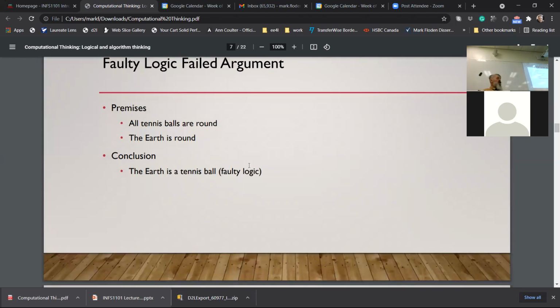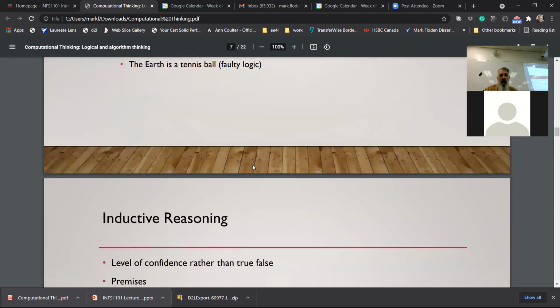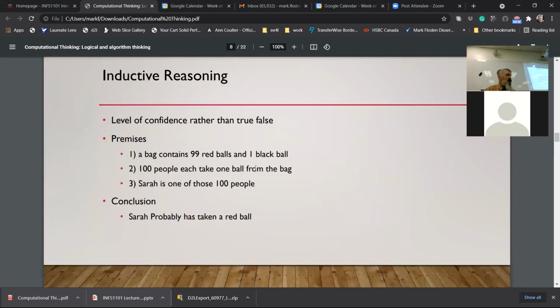All right, so here's another one. Tennis balls are round. All tennis balls are round, correct? The Earth is round, so the Earth is a tennis ball. Now, it's faulty logic, right? So again, we can have faulty logic, or we can have faulty principles, but in either of those cases, we get a failed argument.